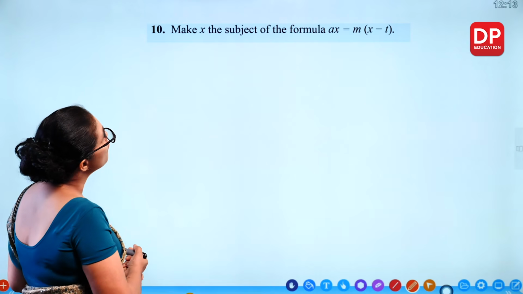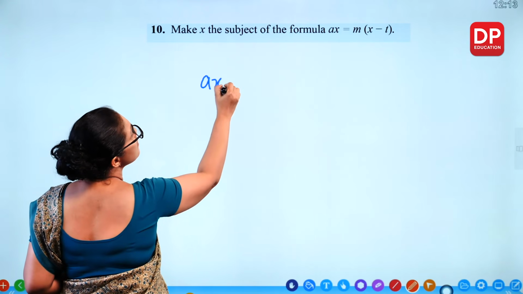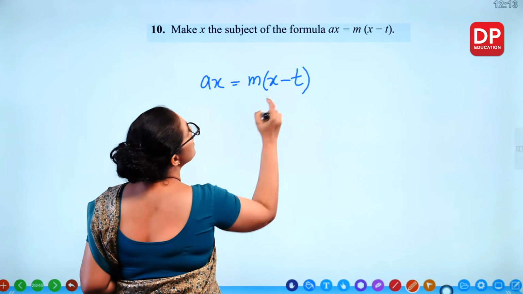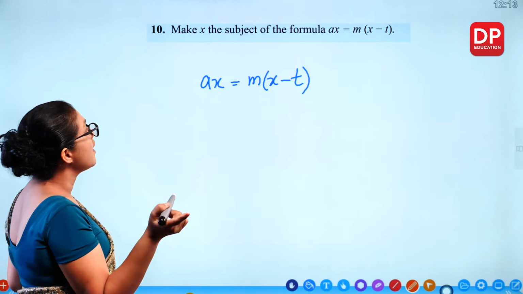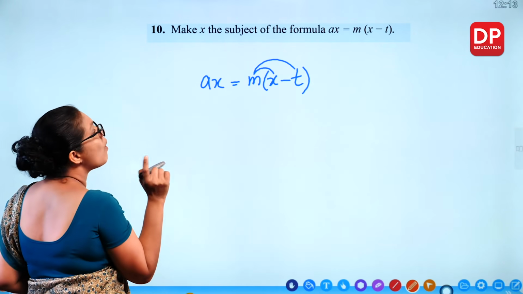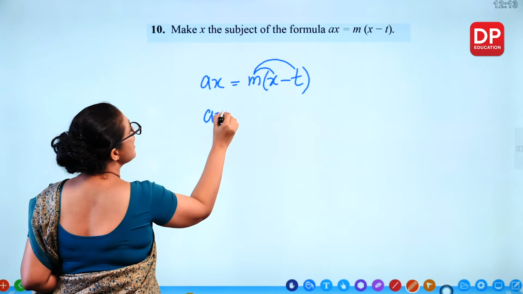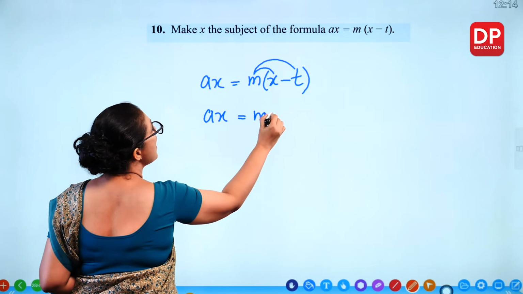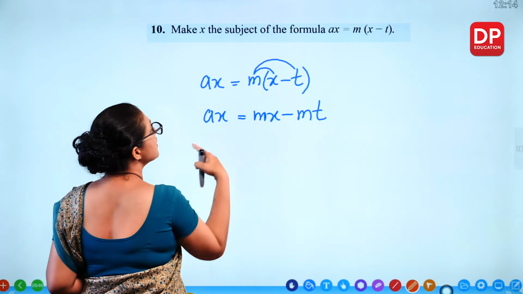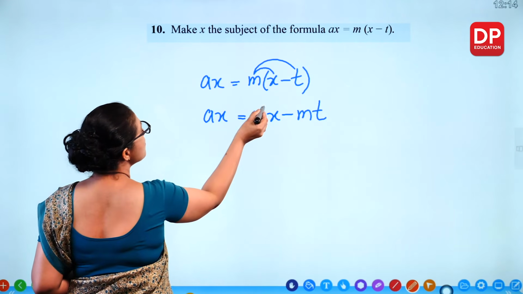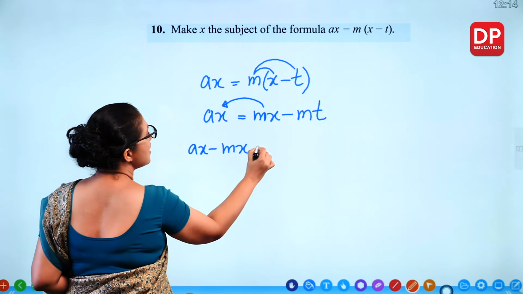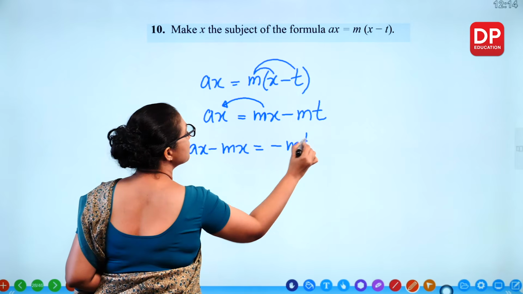Make x the subject of the formula. ax equals m times x minus 1, times x minus t. Now here you get x on both sides. So first expand brackets and take all x terms to one side. ax is equal to mx minus mt. Now we'll take this term to this side. ax minus mx equals minus mt.